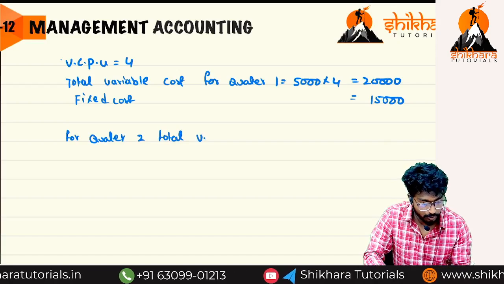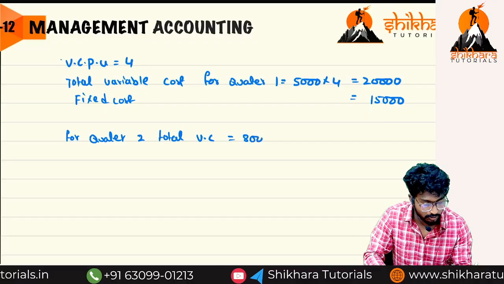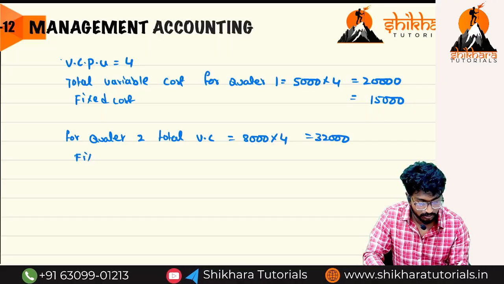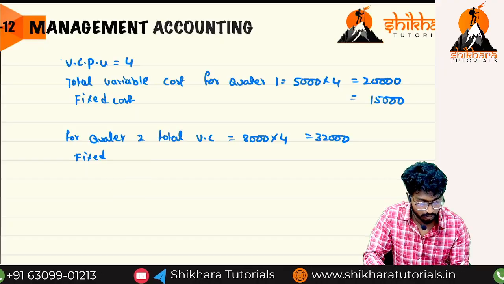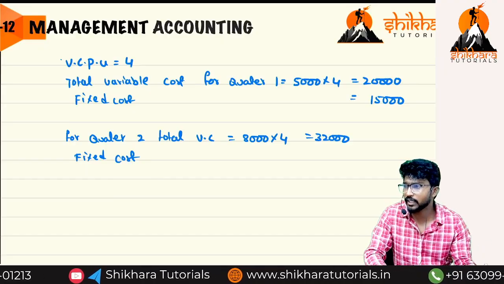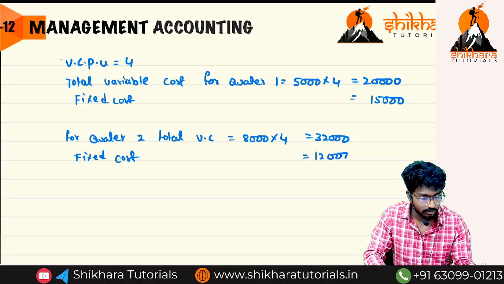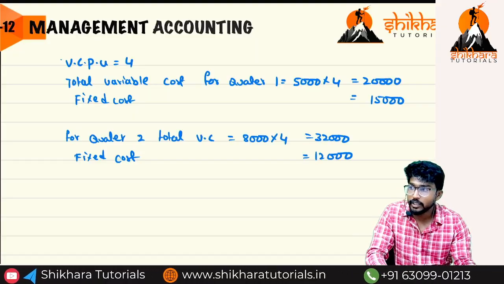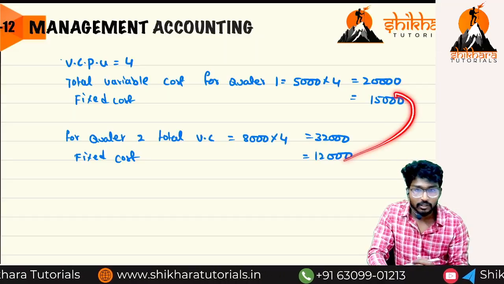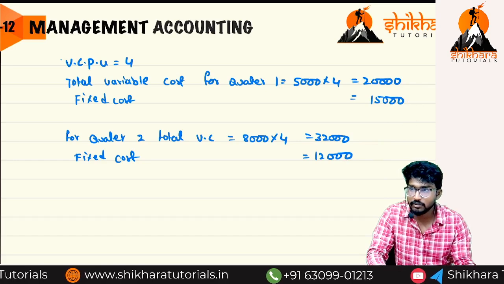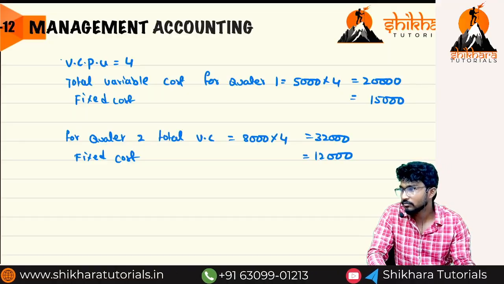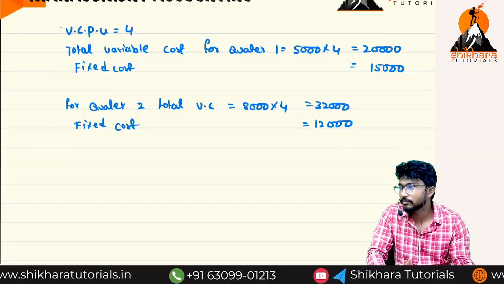For quarter 2, total variable cost is equal to units sold, 8,000 into 4, which is 32,000. What is the total cost for quarter 2? 44,000. 44,000 minus 32,000 is 12,000. Now in the additional information, the fixed cost is reduced by how much? 3,000. Has fixed cost reduced? Yes, from 15,000 to 12,000. The difference is 3,000. Any doubts regarding this problem? No?